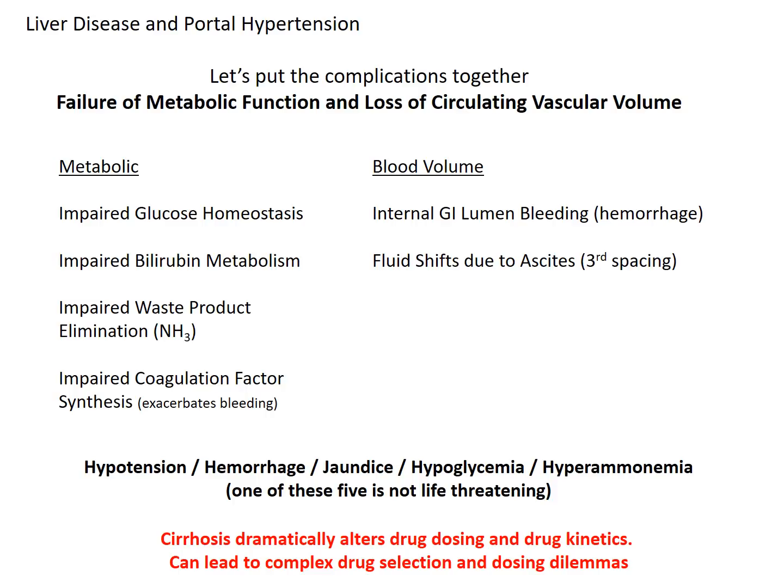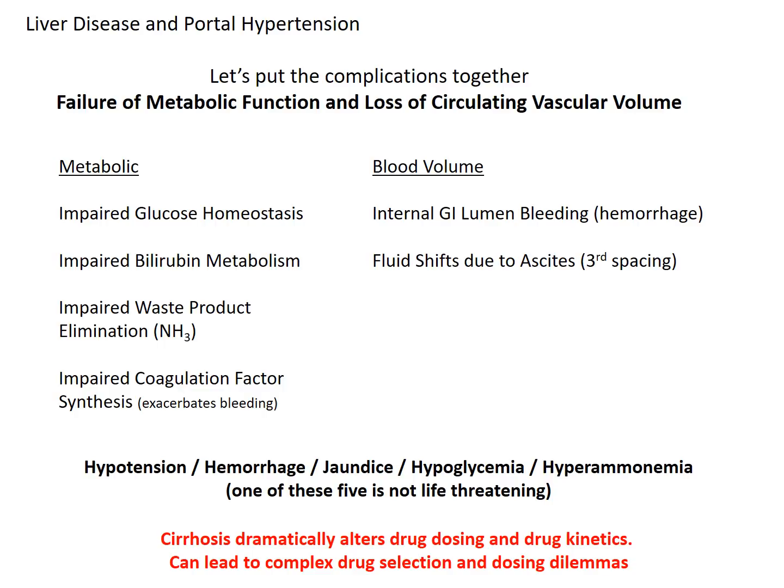And then something that can exacerbate bleeding in a person with end-stage hepatic disease is their inability to synthesize those coagulation factors. So take the metabolic consequences and the blood volume consequences, and you can see that there are some very significant clinical pathologies that we can see in an individual with end-stage liver disease, both the complications of portal hypertension and the metabolic complications which are listed on this slide.